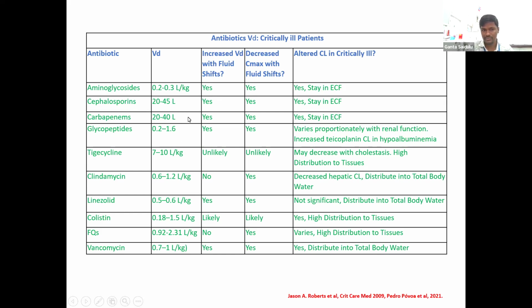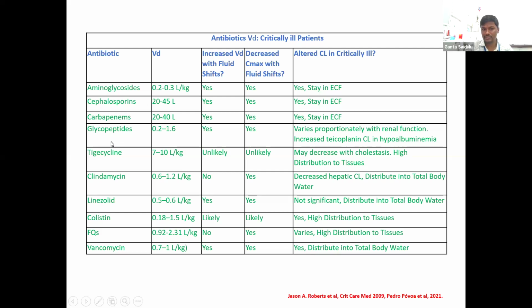And the carbapenems, volume of distribution 20 to 40 liters, can be influenced by fluid shifts, and Cmax is also influenced, but they stay in the extracellular fluid. Glycopeptides can also be influenced by fluid shifts, which decrease the Cmax, but it varies proportionally with renal function. Increased teicoplanin clearance can be seen in hypoalbuminemia patients. But tigecycline is unlikely to be affected by fluid shifts, and tigecycline Cmax is unlikely to be affected by fluid shifts.